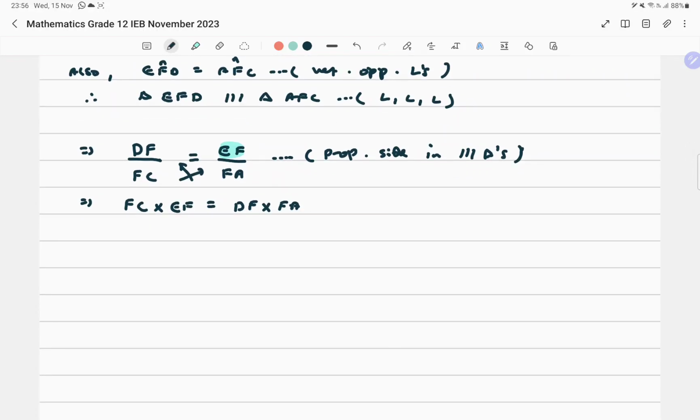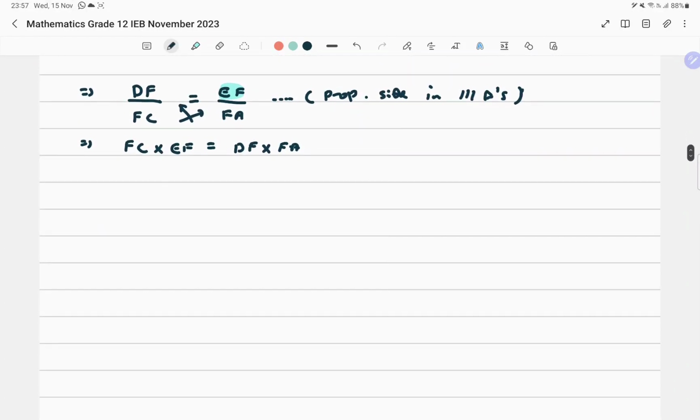Okay. Now, what do we know? We have a story to tell that essentially, however, we know that EF is equal to FC. Okay. Why do we know this? Because of the line from center perpendicular to chord bisects chord.